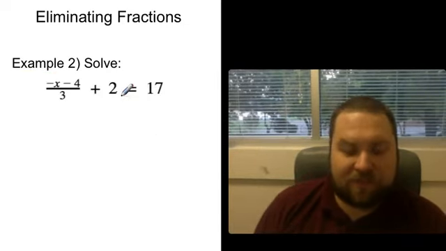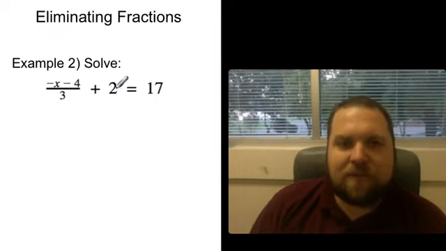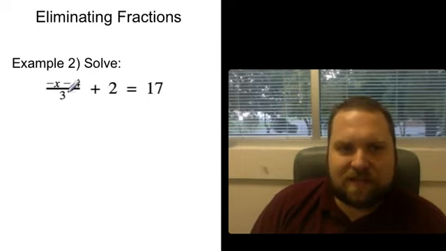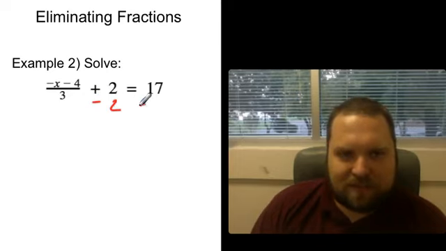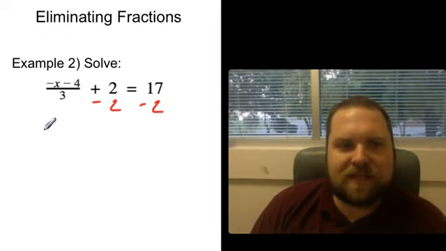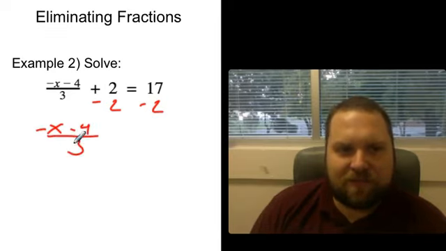(-x - 4) over 3, plus 2, equals 17. Now remember, a couple slides ago I told you that it is best to wait until the fraction is by itself on one side of the equation before we multiply by the denominator. Well, here that fraction is not by itself. It's got a plus 2 with it, and we want to make that go away. Well, we know how to do that. We simply subtract 2 from both sides, leaving us with (-x - 4) over 3.